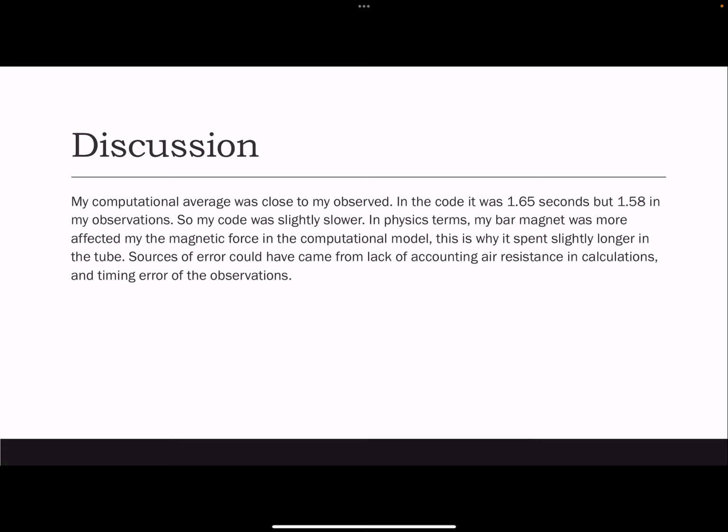So my computational average was close to my observed. In the code, it was 1.65 seconds, but 1.58 in my observations. So they're super close, but the computational was slightly larger, meaning that the code was slightly slower. And in physics terms, this means that the bar magnet was more affected by the magnetic force in the computational model, meaning I likely calculated a higher force. And this is why it spent slightly longer in the tube. And sources of error could have come from lack of accounting air resistance in the calculations and timing error of the observations.